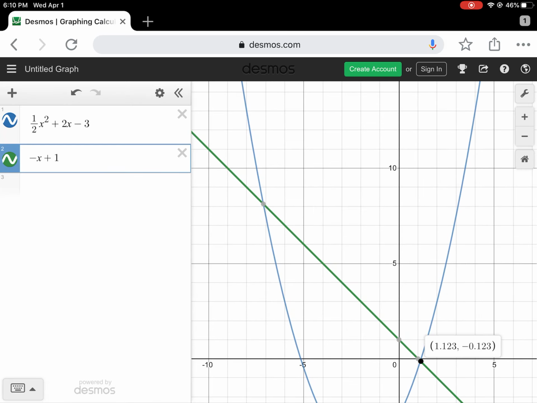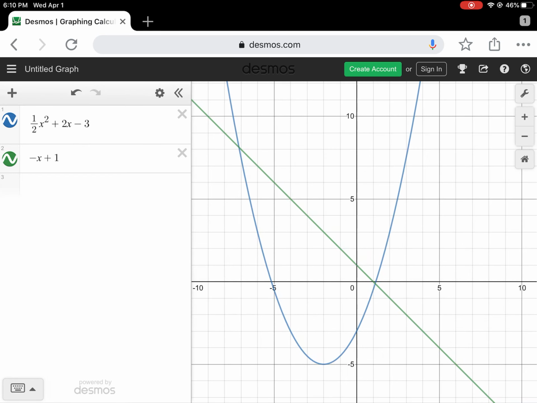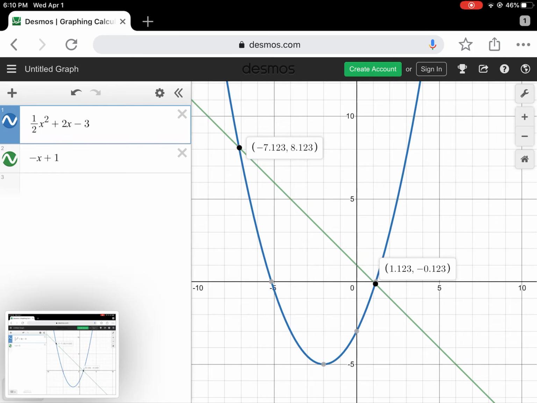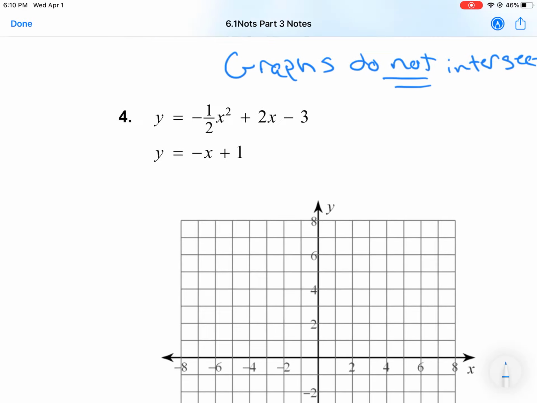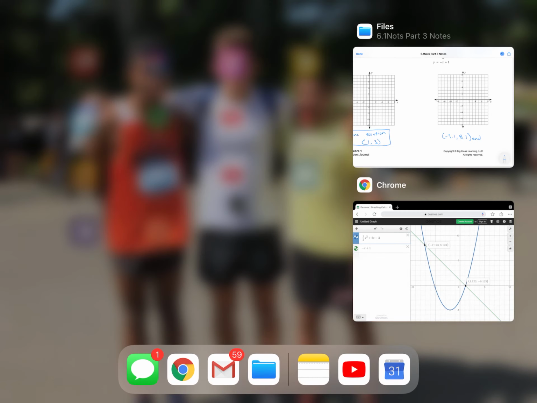Alright, so we'll estimate that. And then I'll put this other one in. We don't have the best numbers right now, but that's okay. Good. So that's actually where these two intersect, there and there. I'll take a screenshot. Since it's decimals, it's never going to be exact. We have negative 7.1, comma 8.1.